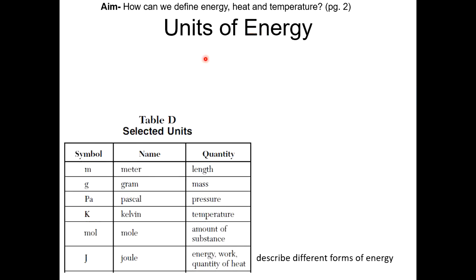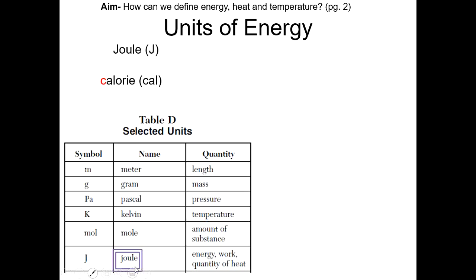There are 3 units of energy that you must know for the Regents. The first one is the joule, which is found on Table D on your reference table. The next one is the lowercase calorie, and the other one is the uppercase calorie. So how are these 3 units of energy related to each other? 4.18 joules is equal to 1 lowercase calorie.